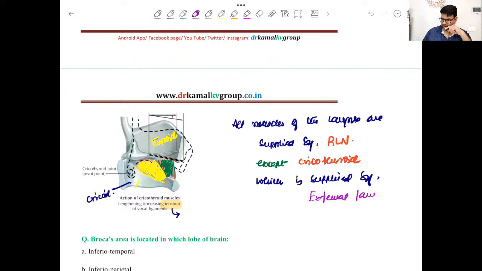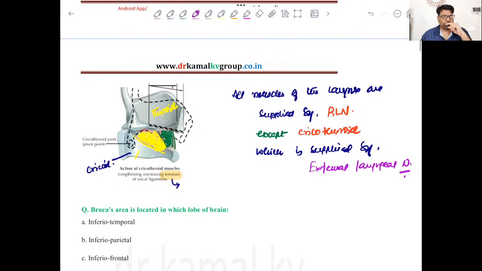External laryngeal nerve, right? So there are 2 points which you should remember for cricothyroid. Number one, it is a tensor of the vocal cord, and number two, it is supplied by the external laryngeal nerve, and it is an exception because all other muscles are supplied by the recurrent laryngeal nerve, right? So just remember 2 things for cricothyroid.